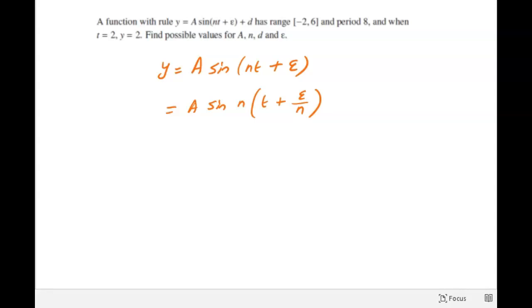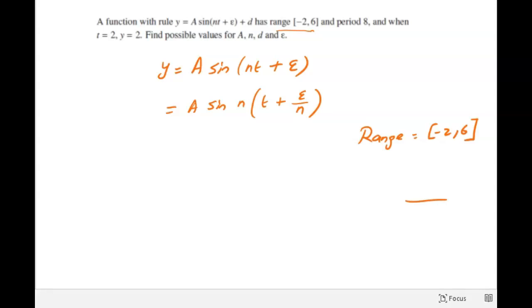What are the pieces of information given to us? They're saying the range is minus 2 to 6. So that tells me the maximum is 6 and the minimum is minus 2, which takes me to the mean value. 6 plus minus 2 is going to give us a positive 4.